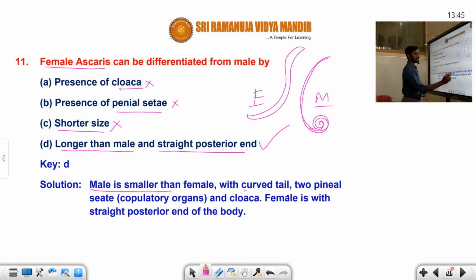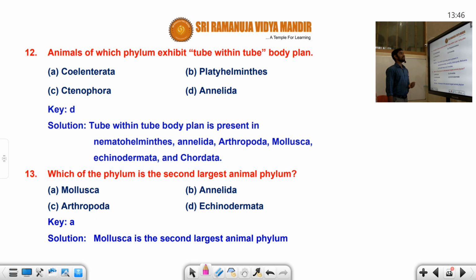So Ascaris belongs to the phylum, what is that? It is a roundworm, also called Nematohelminthes or Aschelminthes. I hope you understand this. The next one is: animals of which phylum exhibit the tube within the tube body plan?